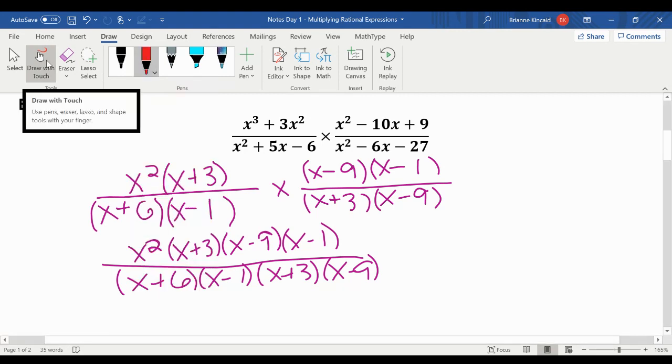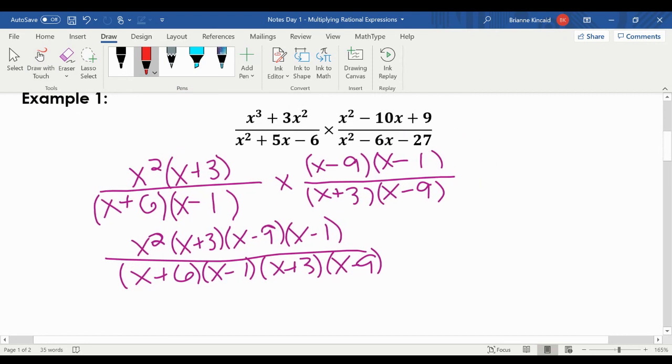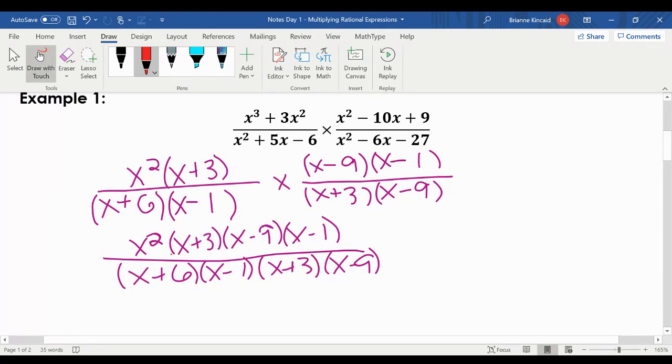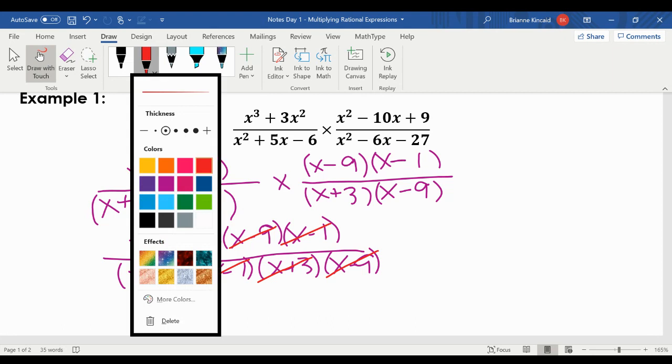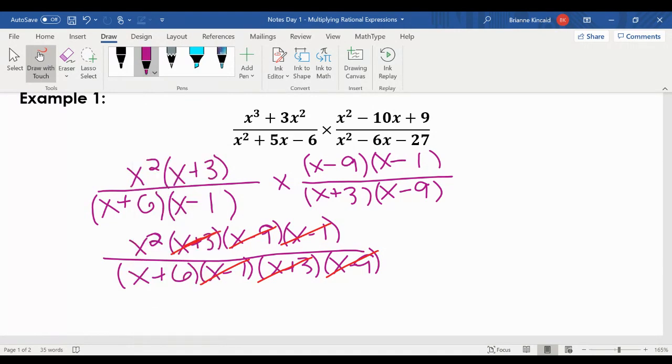So I see an x plus 3 in the numerator. I can eliminate it with the x plus 3 in the denominator. I see an x minus 9 with an x minus 9 and an x minus 1 with an x minus 1. What you're left with then is x squared over x plus 6. And we want to make sure we list our excluded values.